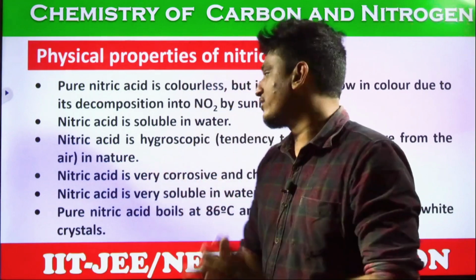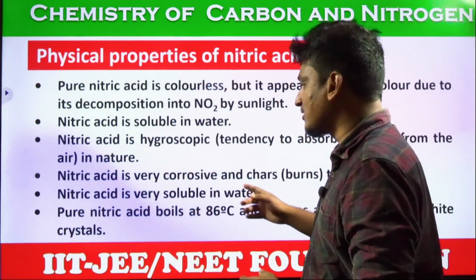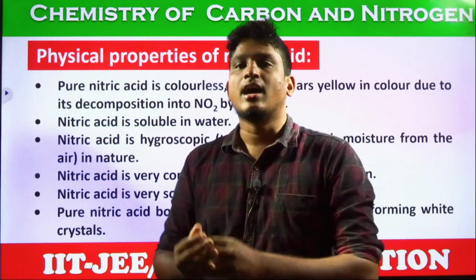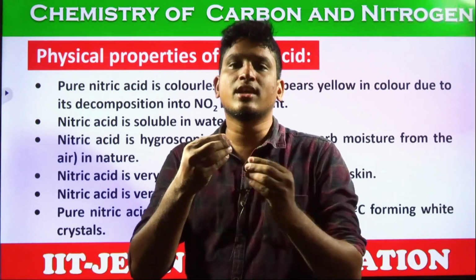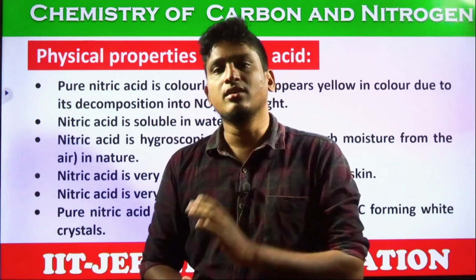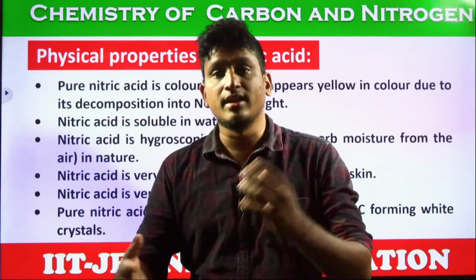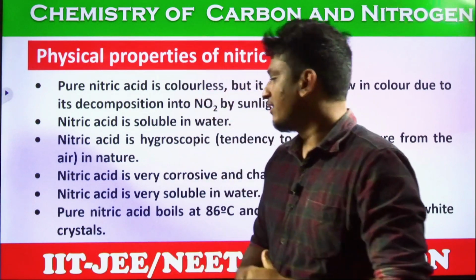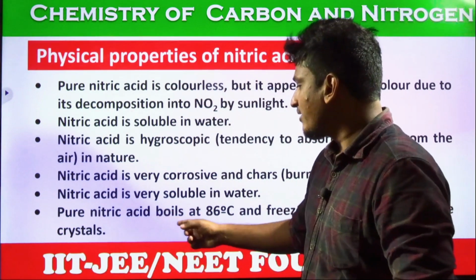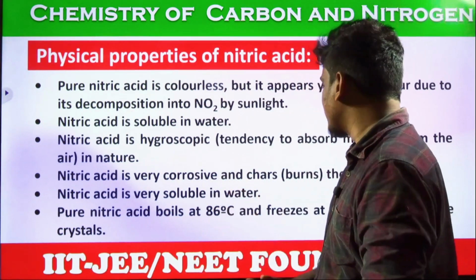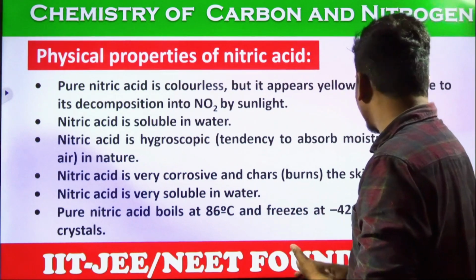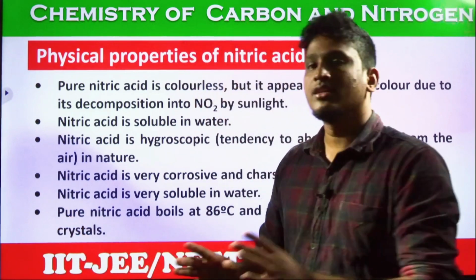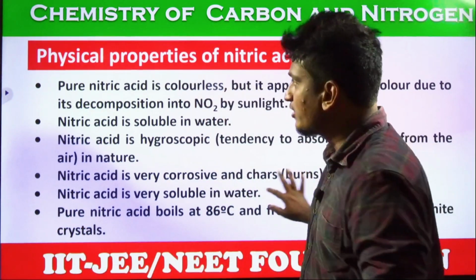Strong acids are corrosive. Nitric acid is very soluble in water, like we discussed. What is solubility? The opposite ions attract each other to the water molecules. That is what dissolving is. Here nitric acid can release H plus ions in combination with water. Pure nitric acid boils at 87 degrees Celsius and freezes at minus 40 degrees Celsius, forming white crystals. These are the melting point and boiling point to be remembered.